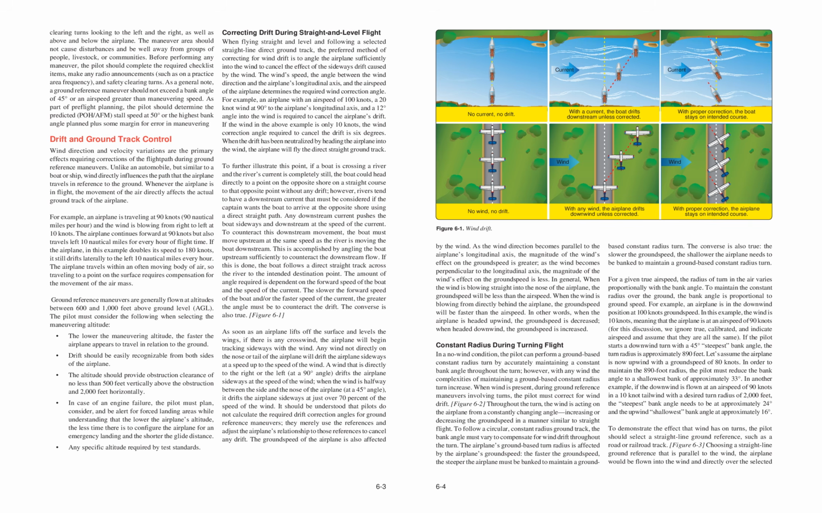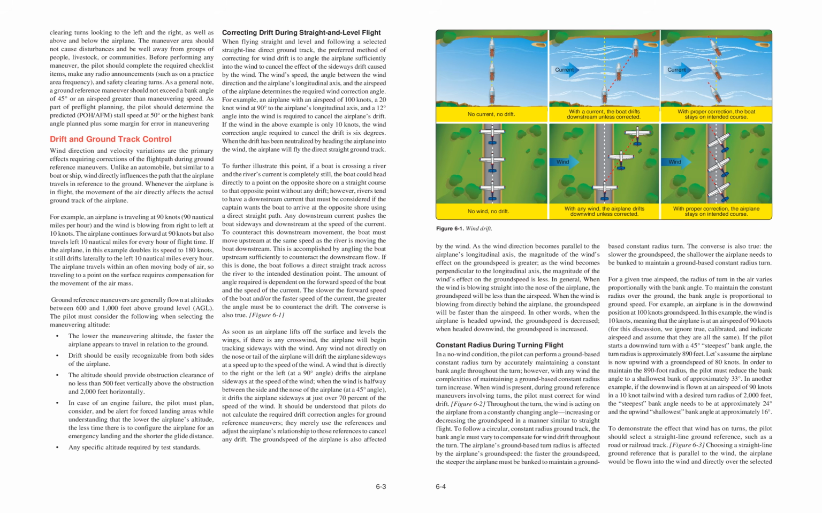For example, an airplane is in the downwind position at 100 knots ground speed. In this example, the wind is 10 knots, meaning that the airplane is at an airspeed of 90 knots. For this discussion, we ignore true, calibrated, and indicated airspeed and assume that they are all the same. If the pilot starts a downwind turn with a 45 degree steepest bank angle, the turn radius is approximately 890 feet. Let's assume the airplane is now upwind with a ground speed of 80 knots. In order to maintain the 890-foot radius, the pilot must reduce the bank angle to a shallowest bank of approximately 33 degrees.